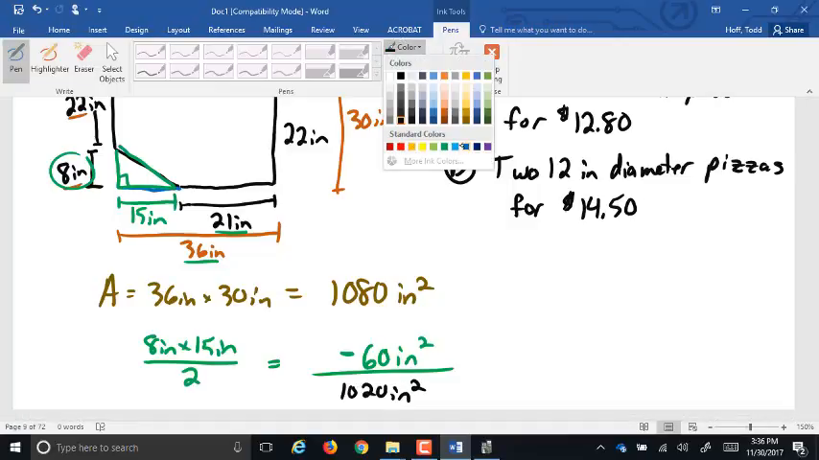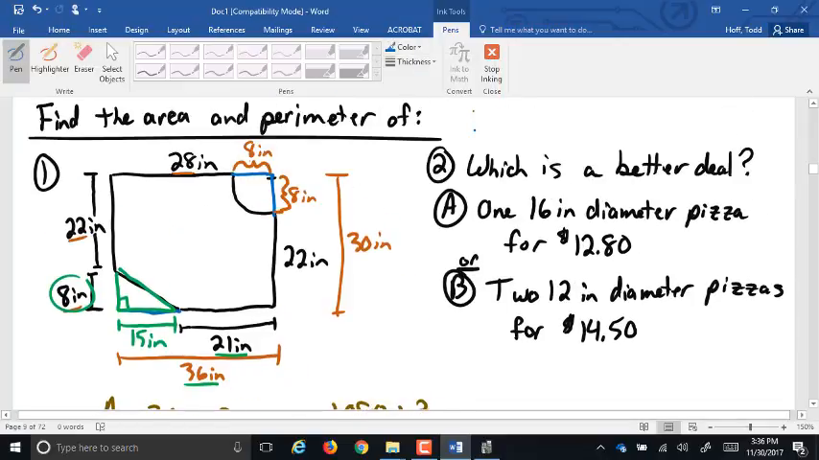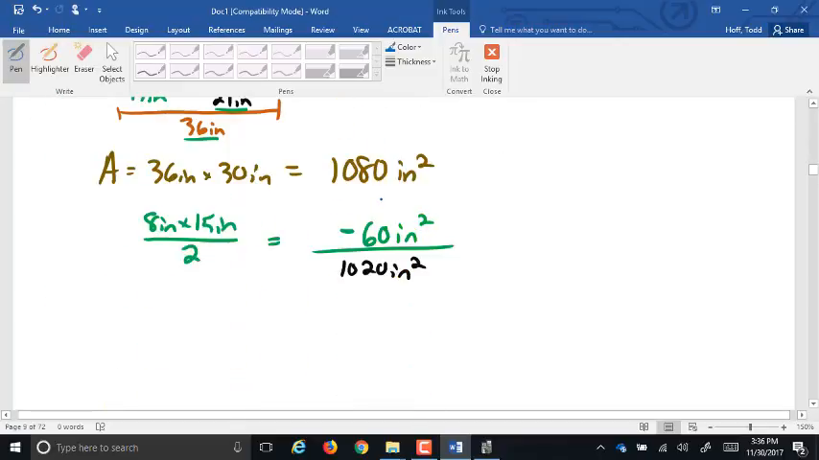But we still need to subtract out this quarter circle up here. It has a radius of 8. So the area of the circle is pi times radius squared, so pi times 8 squared. But it's a quarter circle, so we're going to divide by 4. So pi times 8 squared divided by 4 is what, 50.24 inches squared.